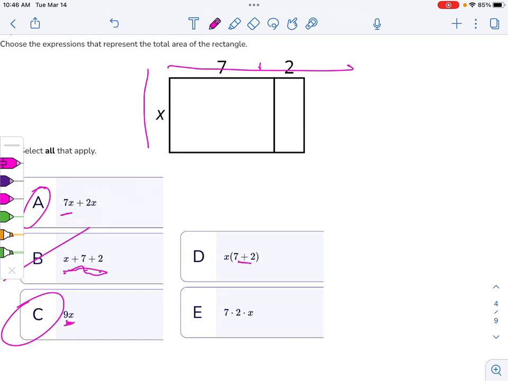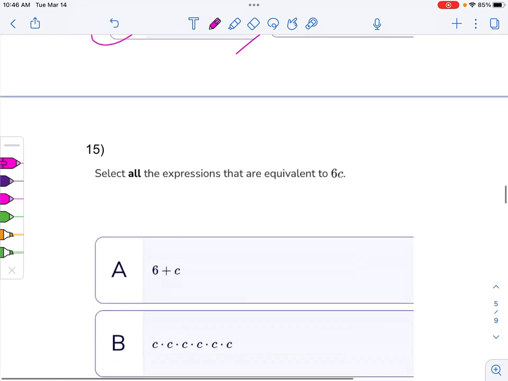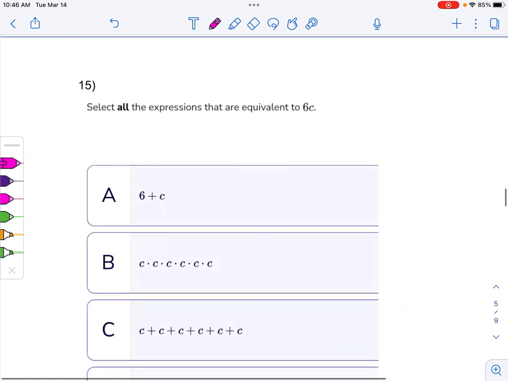Oh, and then it kind of fits here. 7 plus 2, that's at top, times x, which is on the side. That works. And look what we got here. We got 7 times 2 times x. Yeah, this smells like volume. Smelling like volume, which is not what we're doing. No way, Jose.